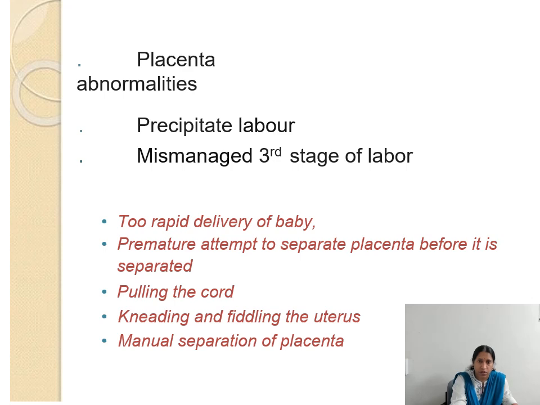So placenta. What are the placental abnormalities which will cause again PPH? Mainly precipitate labor and also mismanaged third stage of labor. Precipitate labor is the delivery of the fetus and the placenta occurring within half an hour. So the immediate second stage and third stage will be combined.